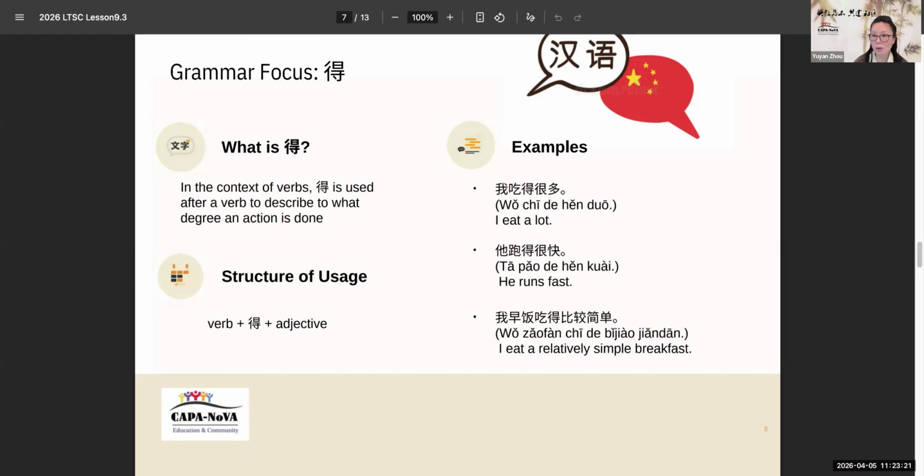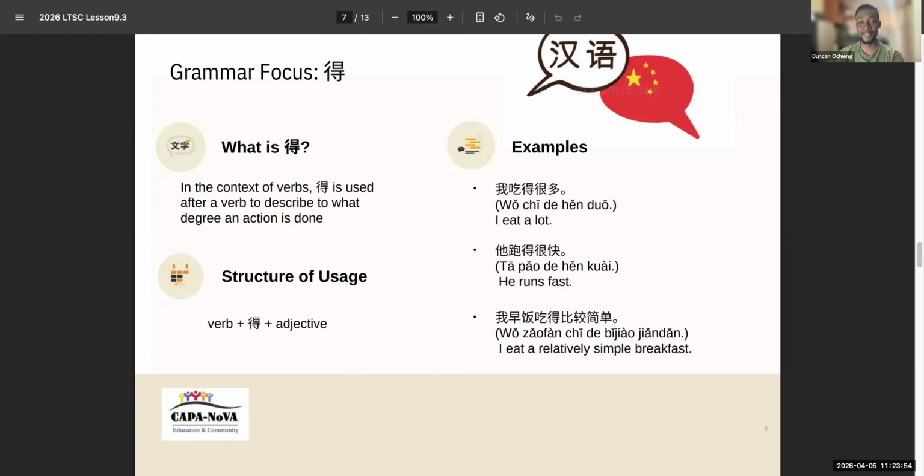All right, so just remember today, 得: 我吃得很多 means I ate a lot. 我跑得很快，他跑得很快。Again, runs really fast. 我早饭吃得比较简单。I ate a relatively simple breakfast. It's sort of like emphasizing the action and the degree of the action. Hope that helps a little.